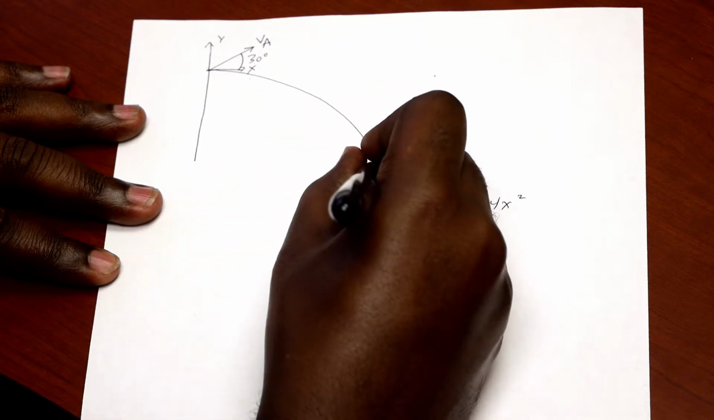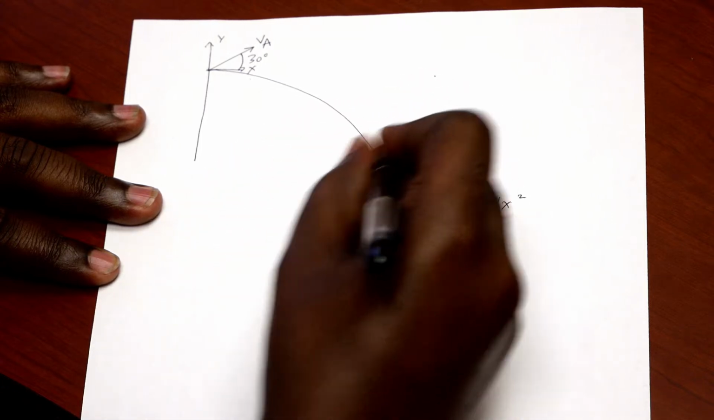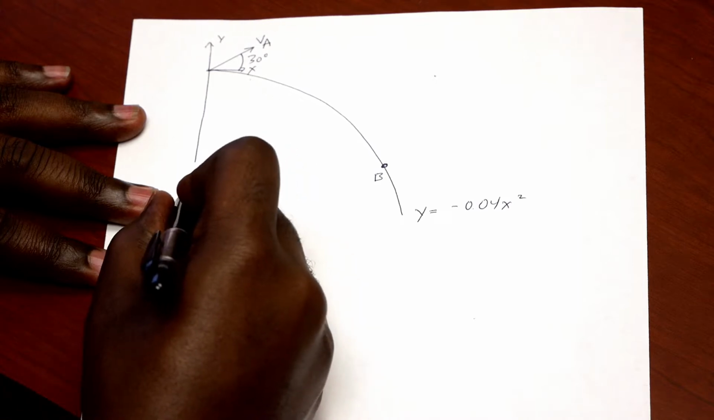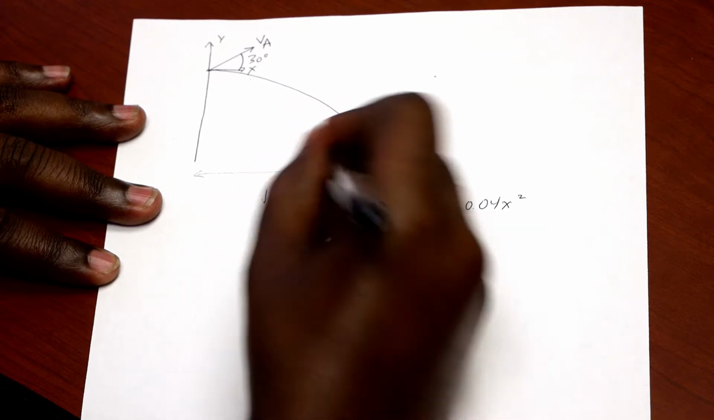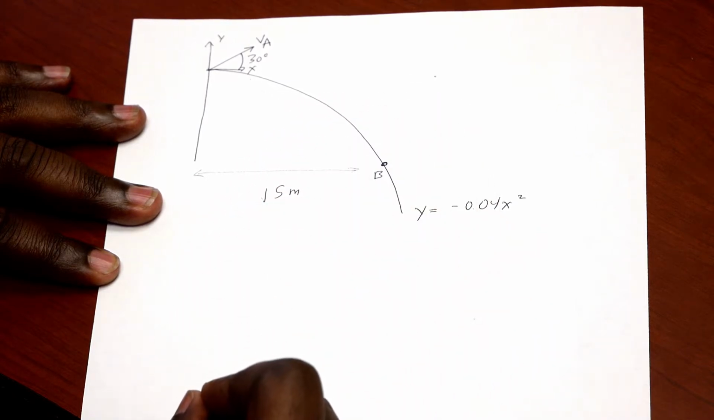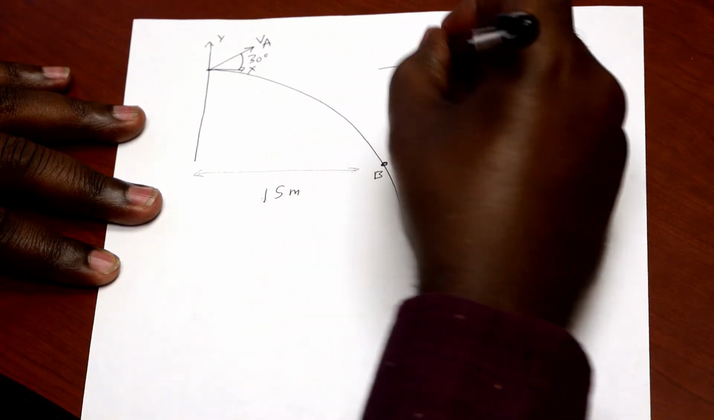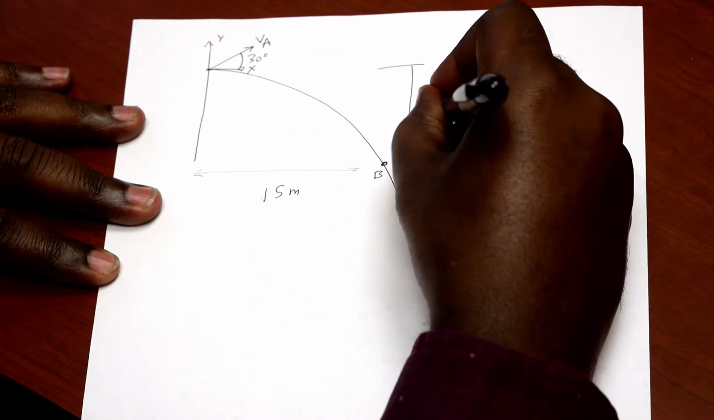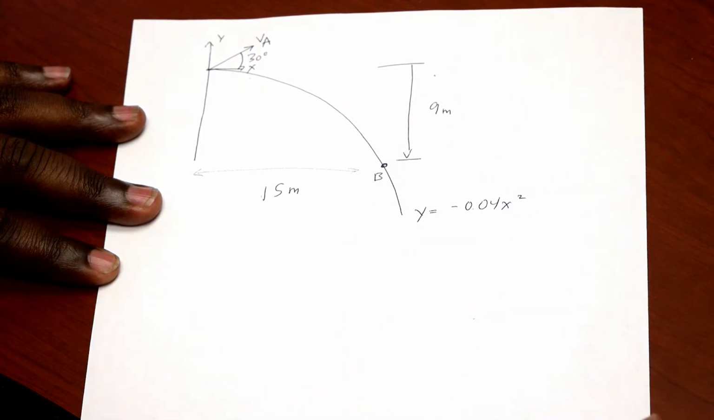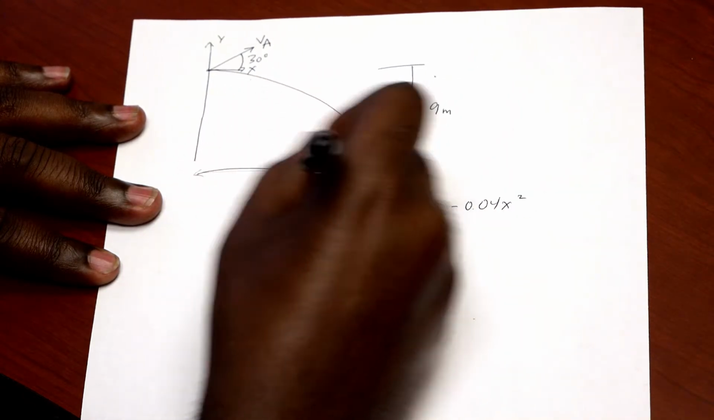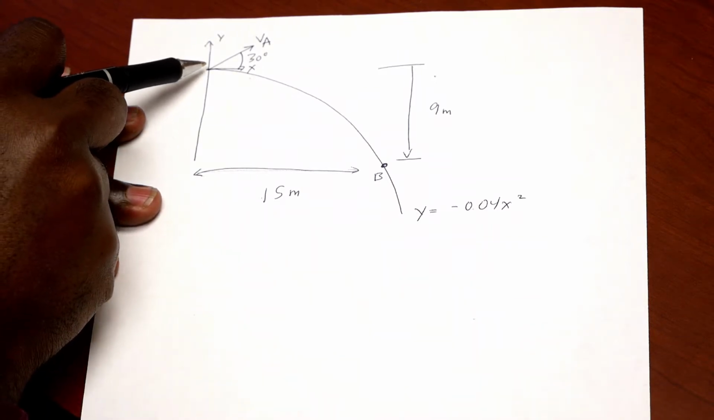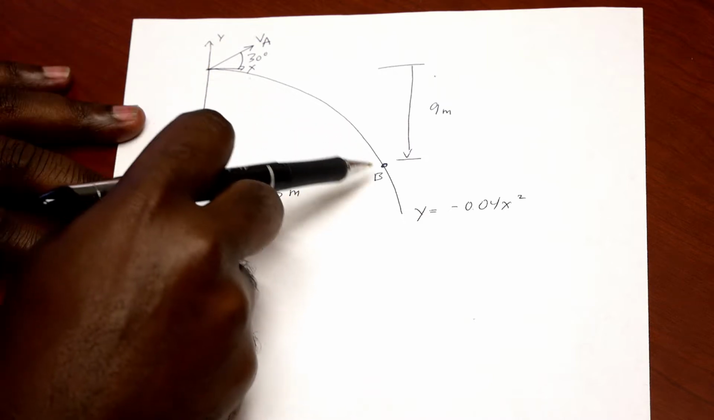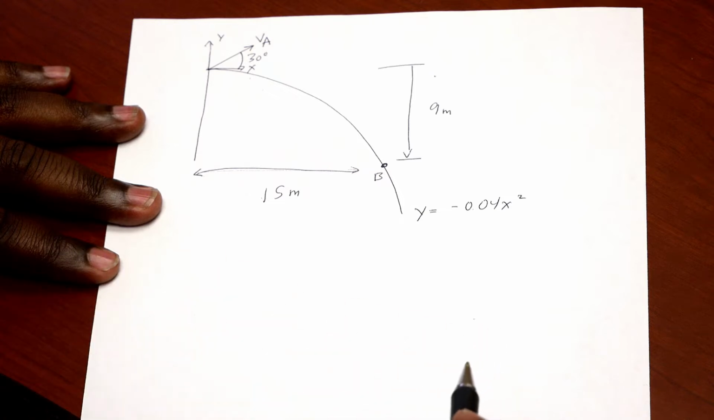And so we know that at this point B, when it strikes the ground, there is a distance of 15 meters in X, and it is a negative 9 meters in the Y direction. Okay? So when we're talking about projectile motion, we have an initial direction without a magnitude, and we have an initial position and a final position, and that gives us enough to begin to solve this problem.